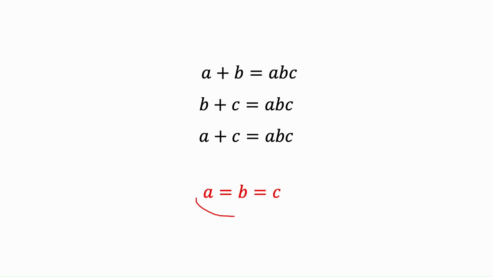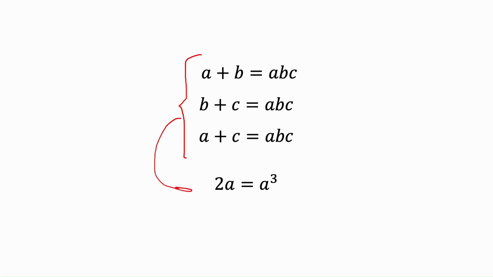So great, a, b, c need to be equal to each other. We assume all of them equal a. So when all of them are equal, all of our three equations are going to change to only one equation, 2a equals a cubed.